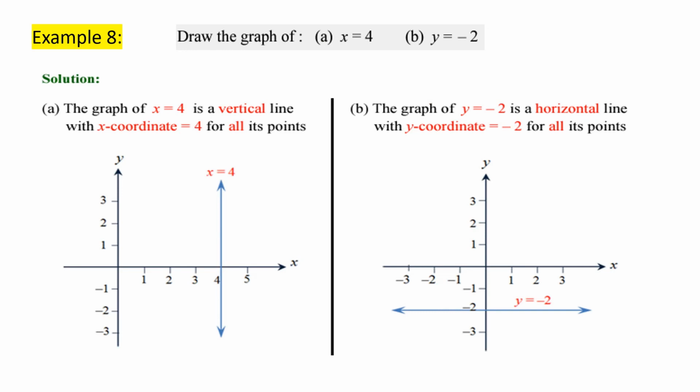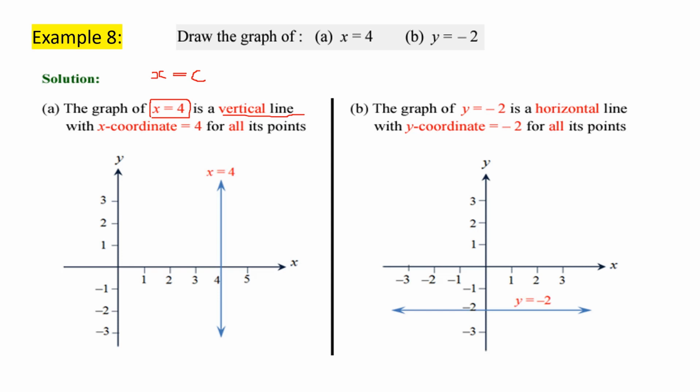Next, draw the graph of x equal to 4, and the second question, y equal to negative 2. Whenever you have the equation x equal to 4, in standard form, here y is 0, so it must be passing through the x-axis. Always, x equal to any constant, any real number, must be a vertical line. So remember this: x equal to 4 is a vertical line which is passing through 4.